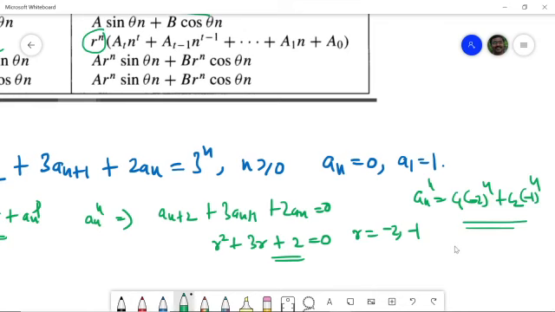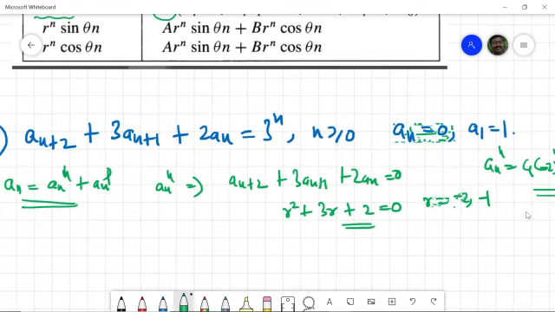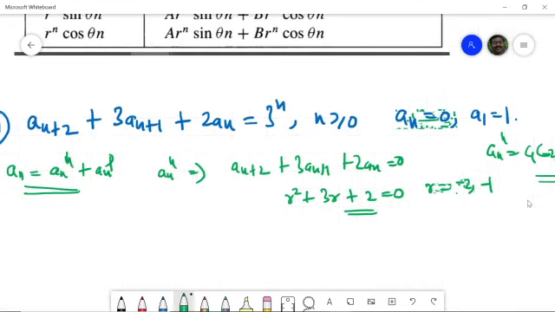Okay, now we will try to find the corresponding particular solution, a_n^p. Now your right hand side is of the form 3 raised to n, which is of the form r raised to n. So your solution is assumed to be of the form some constant into r raised to n. So I'll assume the solution as A r raised to n. Now we will try to find the value of this A.